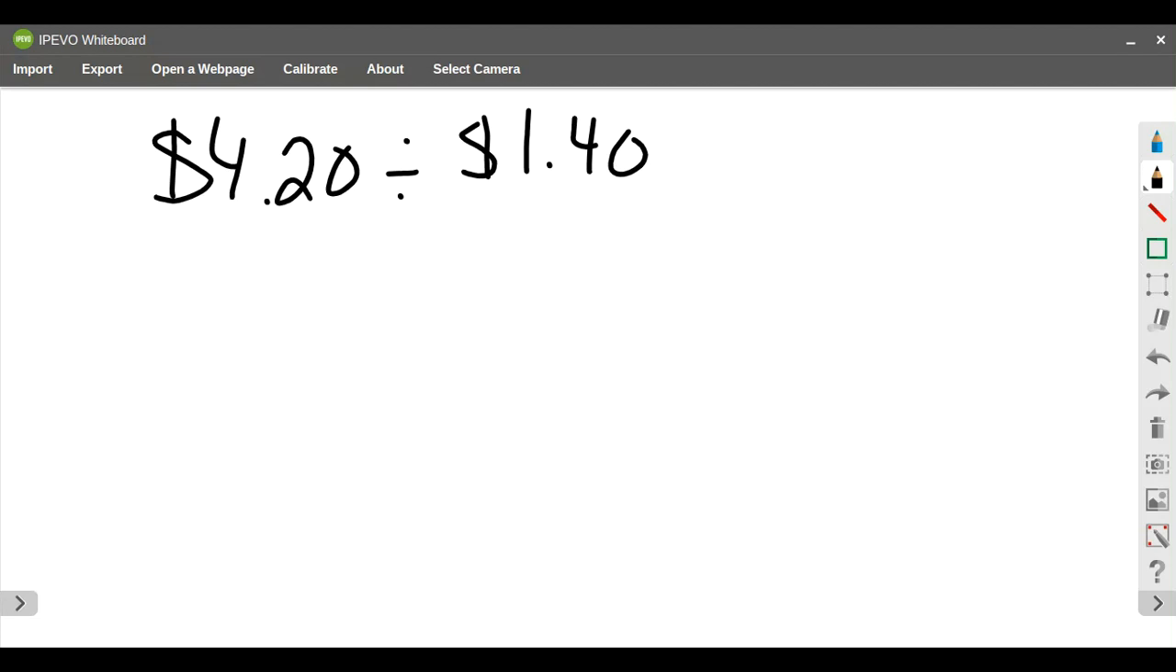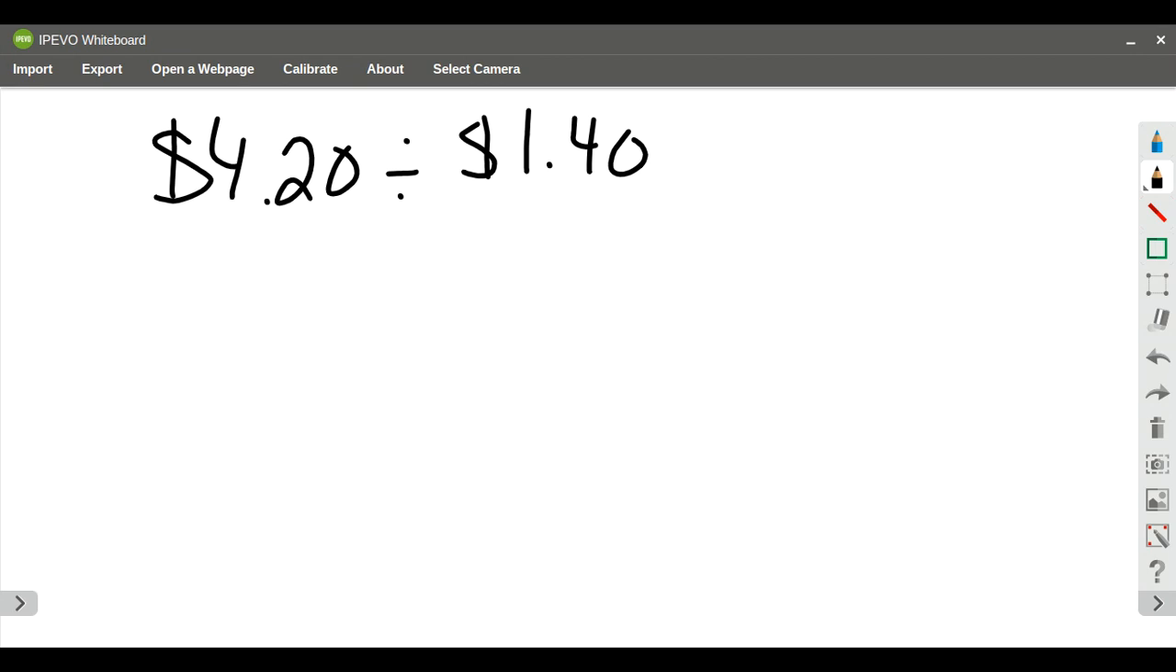Right, so for this lesson, we are going to continue our work with building fluency on dividing decimals, and we are going to be looking at how to divide a decimal by a decimal using the standard algorithm. So the first problem that we're going to look at is $4.20 divided by $1.40.